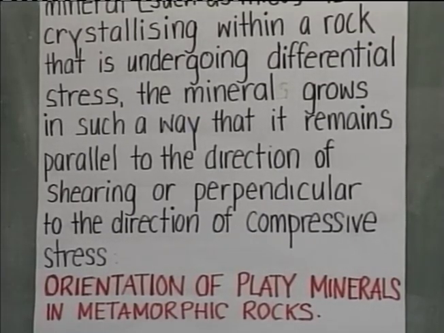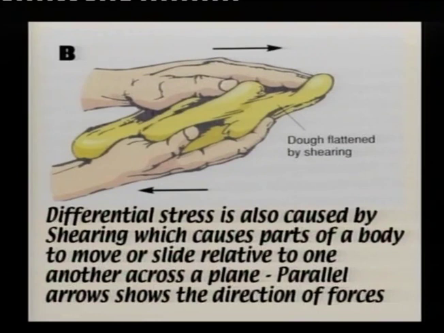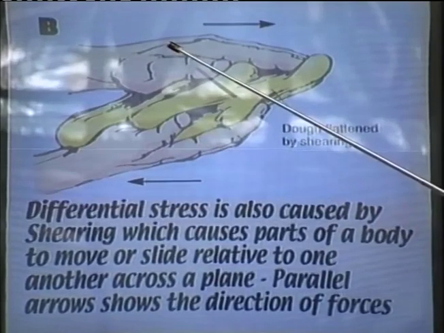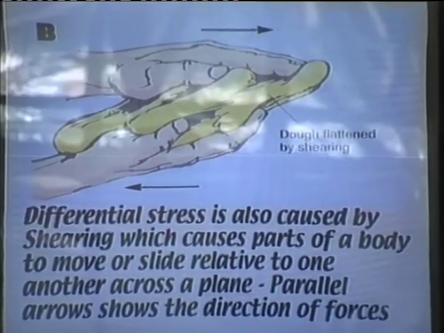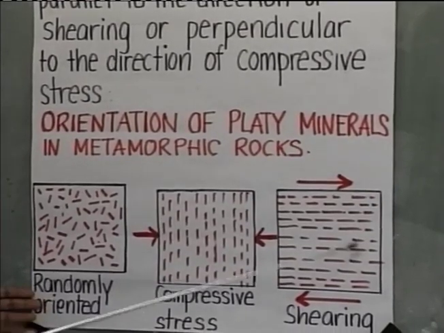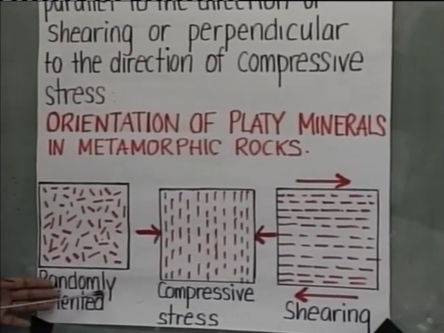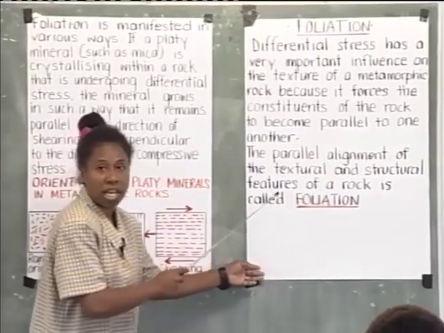Perhaps to help us look at those two examples again, in compressive stress, more force is exerted in the direction of the arrow than anywhere else on this particular dough ball. And in shearing, you can see here, one part of the body moves relative to the other across a plane because of the forces, as shown by the arrow. So when we come back here, when we are looking at foliation, we can look at the example here now to explain that a little bit better in terms of how the parallel alignment of the textural and structural features can actually be created.